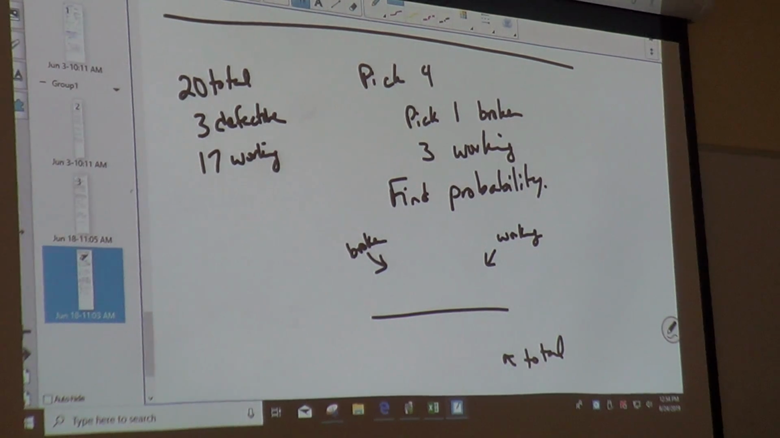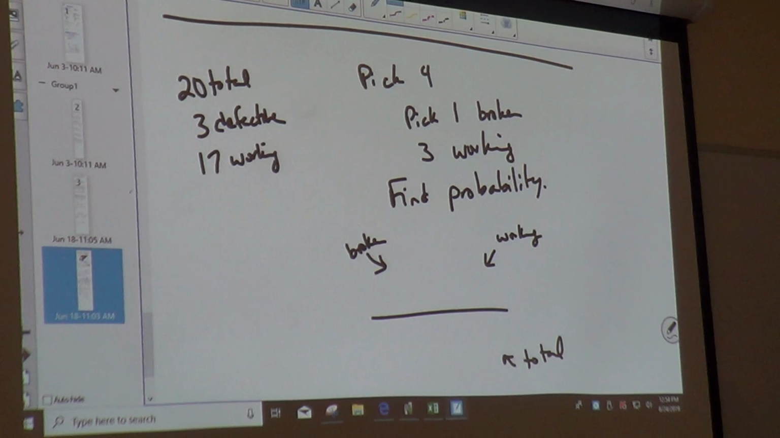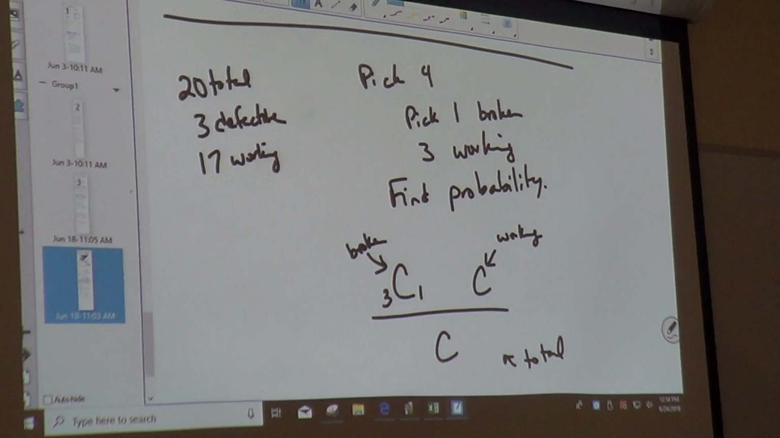You're asking yourself, I'm picking brokens from the brokens, I'm picking working from the workings, and I'm picking total from the total. So how many brokens am I picking? 1. And how many brokens am I choosing from? 3. How many workings am I picking? 3. How many workings am I choosing from? 17. How many total am I picking? 4. From the 20 total.